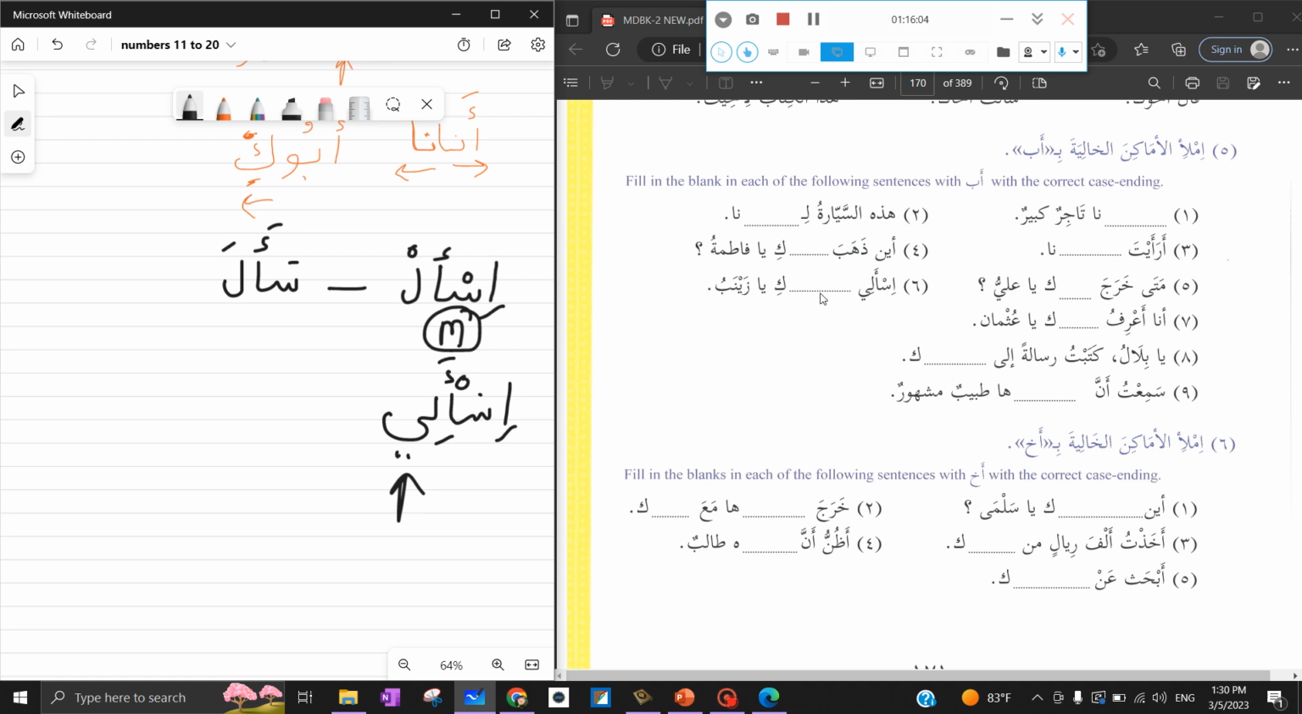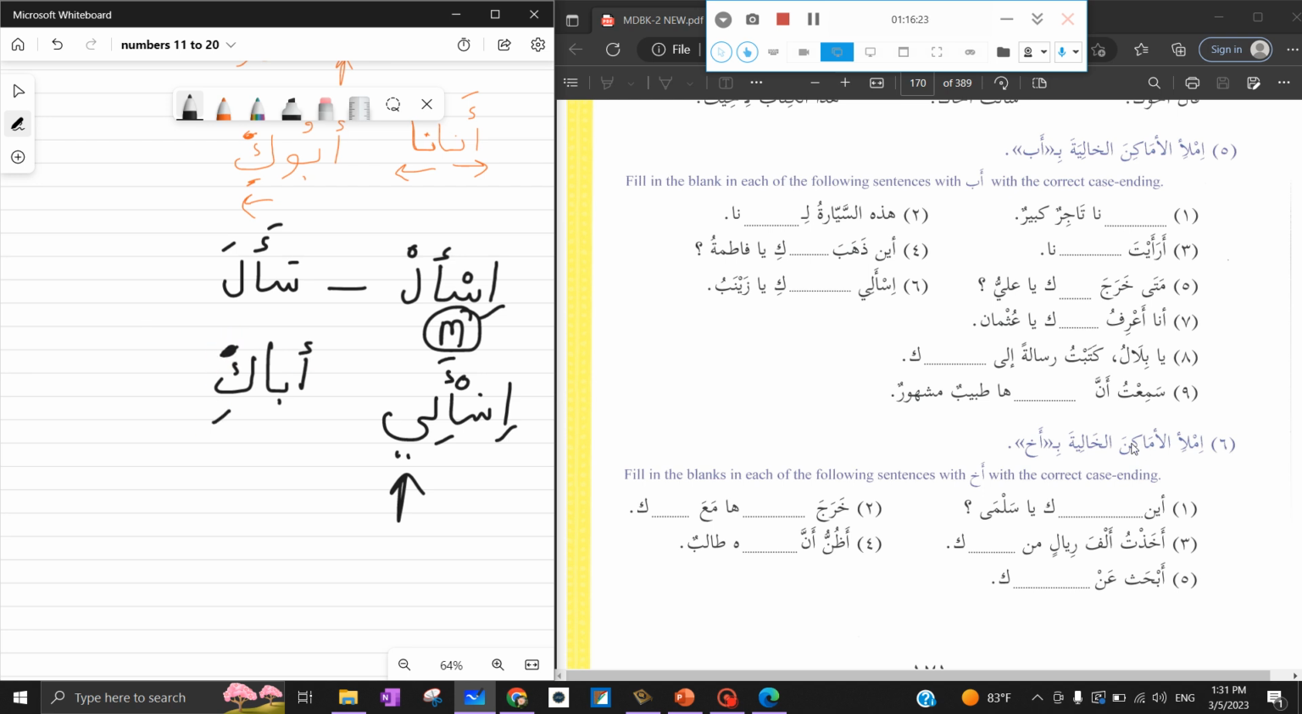So fail and fail. What comes after that? Maful bihi. So ab will be in abaki. Abaki, how will you write? Aba, and you know alif is a non-connector, so kaf will be isolated. Sorry, it will be ki, not ka.